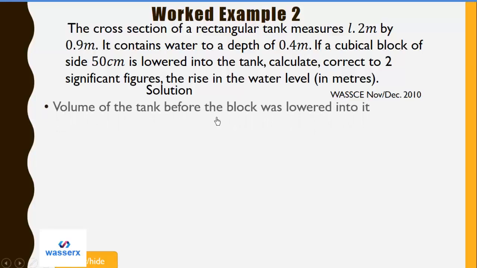We have the volume of the tank before the block was lowered into it to be 1.2 meters by 0.9 by 0.4. So remember that the rectangular tank is the same as the cuboid. So the volume is given by length by breadth by the height. So that's what we had over here, and it will give us 0.432 meter cube.